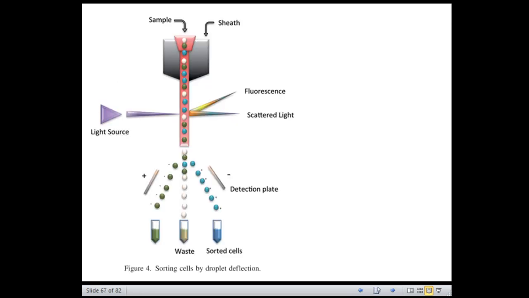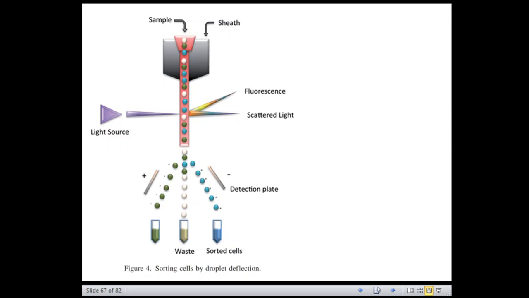And in this method, if you carefully look at the figure, the cells are injected through a nozzle to form a stream of regular droplets. How do you do that? By applying a vibration to the nozzle. So the nozzle will be vibrated at a given speed. Then these droplets pass through one or more laser beams and they are charged by a charging electrode at the same time.